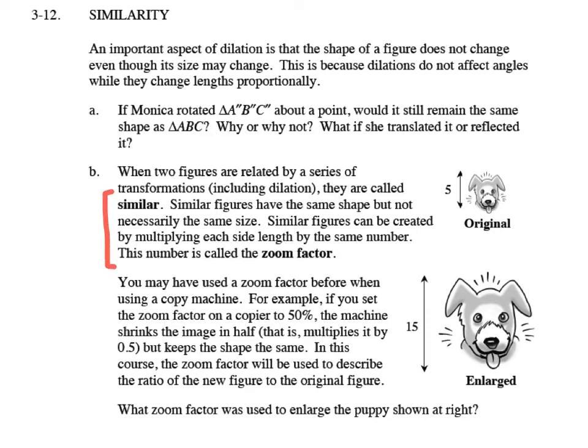This is the definition for what it means for two shapes to be similar. It says, when two figures are related by a series of transformations, they're called similar. Similar figures have the same shape, but not necessarily the same size. Similar figures can be created by multiplying each side length by the same number. This number is called the zoom factor. And I've also referenced it a couple other ways. You might hear it said the scale factor, or the enlargement factor. Those would all be synonymous terms.